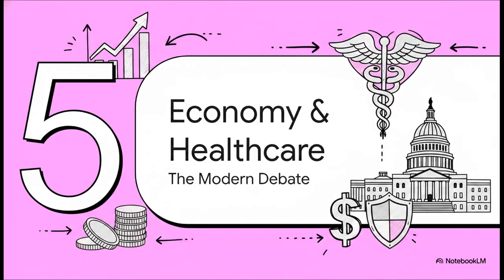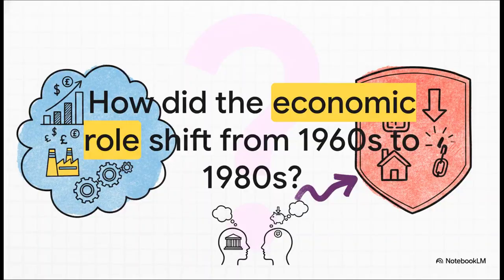And that brings us to Section 5, Economic Shifts in Healthcare, the Modern Debate. So, how exactly did the federal government's economic role shift from the 1960s to the 1980s? Well, this question sets up the ultimate ideological clash of the late 20th century. We're talking about a massive swing from a deeply expansive government to a powerful conservative pushback.